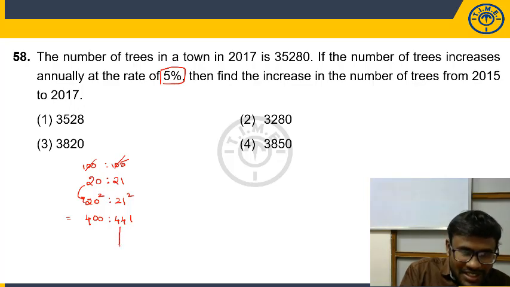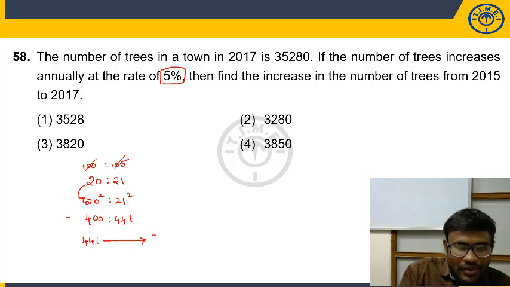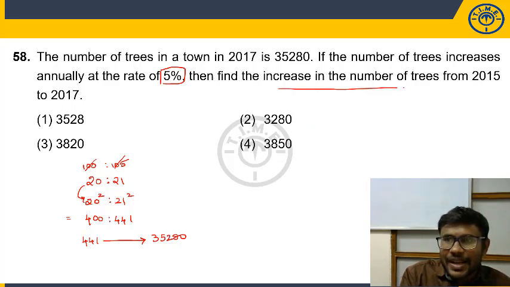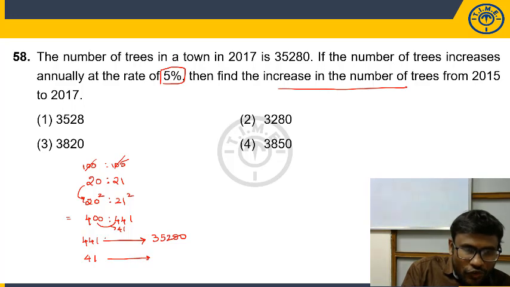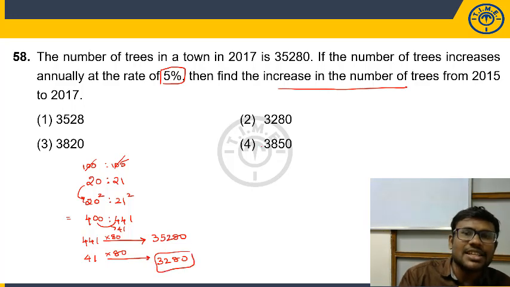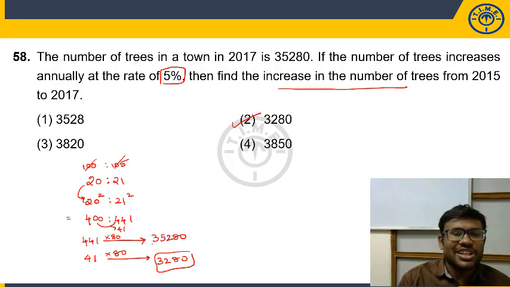So this 441 is given as how much? 35,280. What is he asking? He is asking for the increase in the number of trees. The trees increase by how much? 41, no? So he is asking what is 41. So 441 into 8 is 35,280, that is into 80. So 41 into 80 is 3280. So your answer is directly option number 2. So this is a shortcut for this question. Is that clear? Okay. Let us get into the next question.